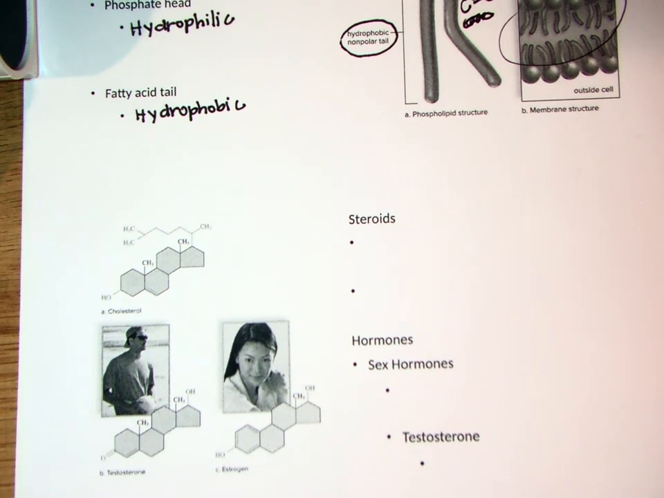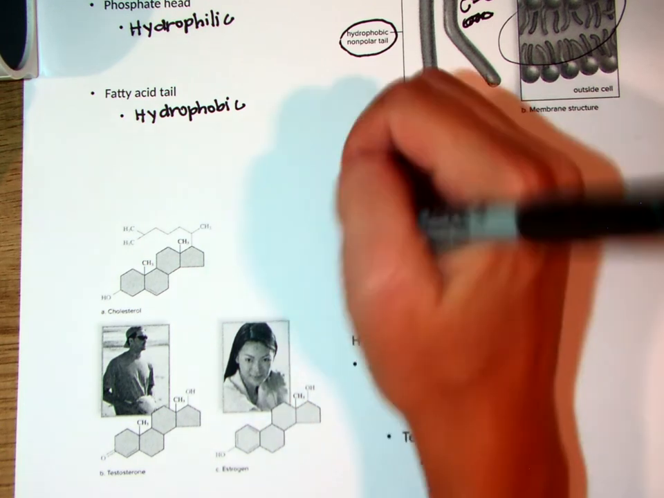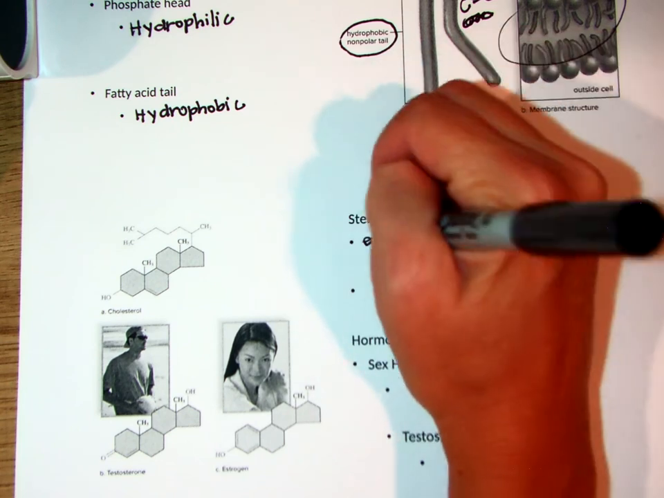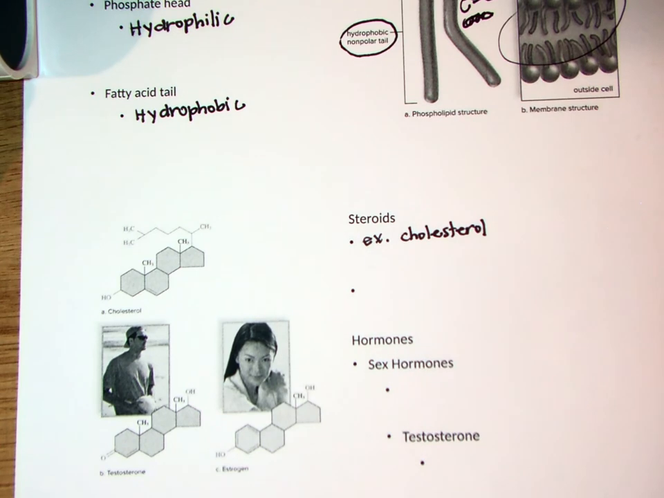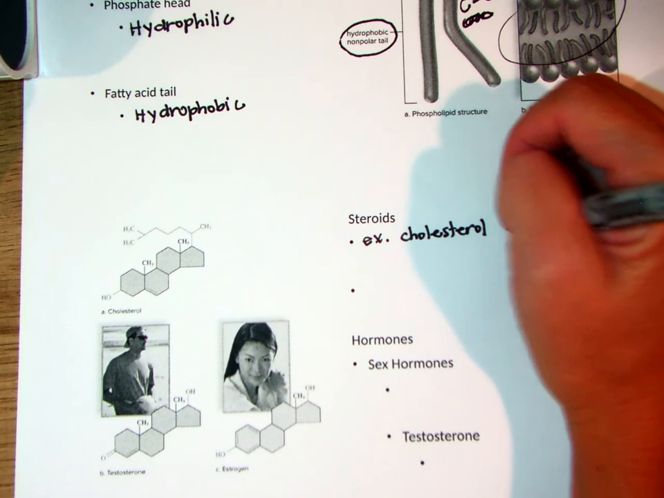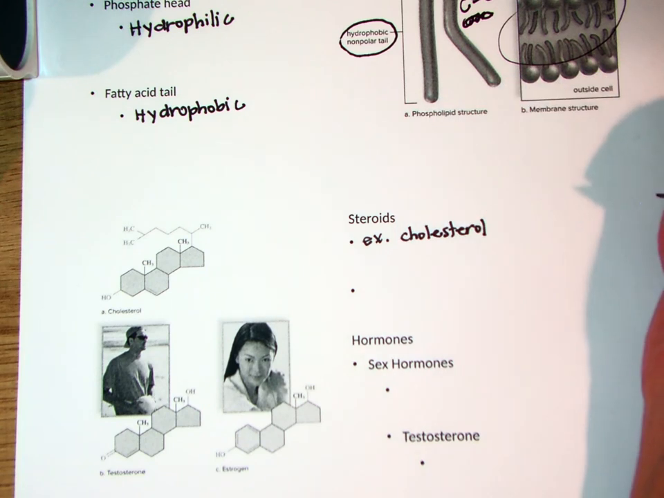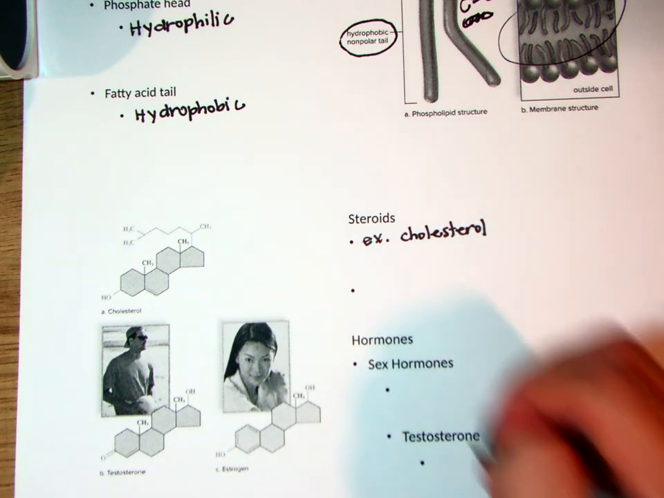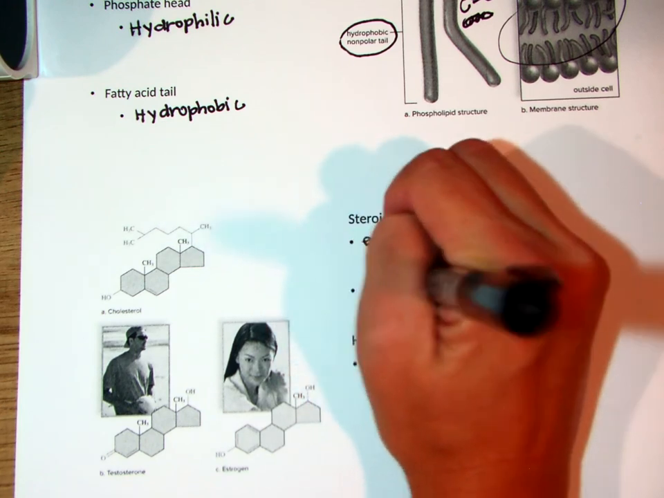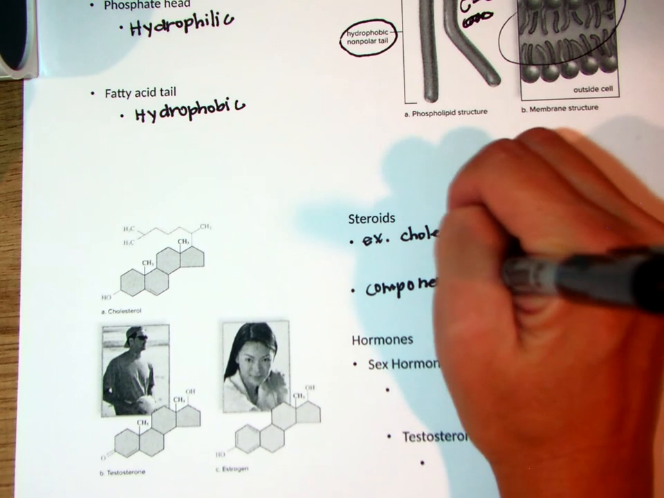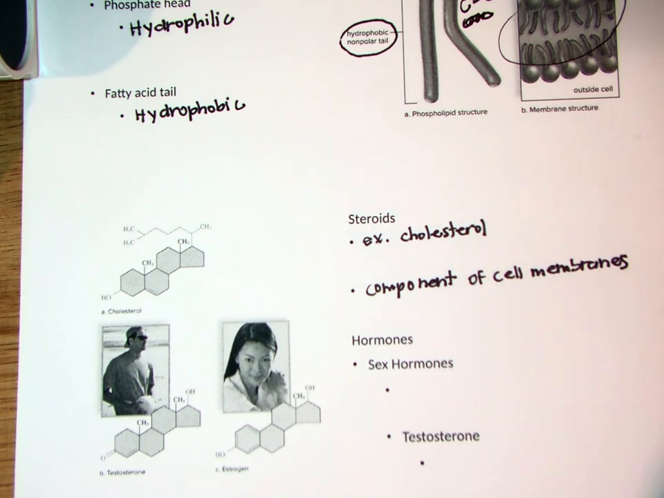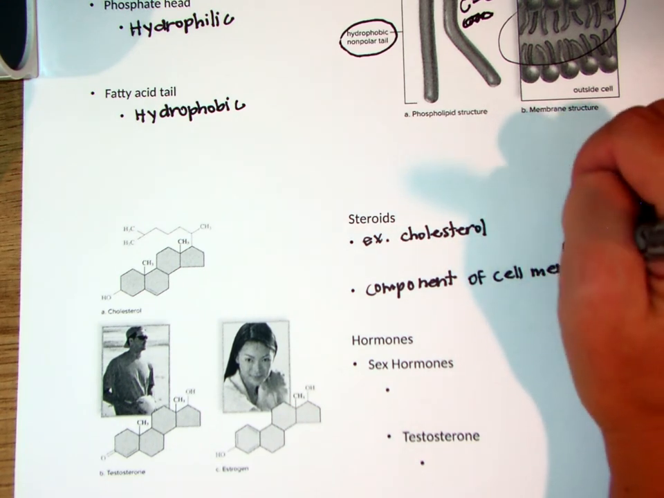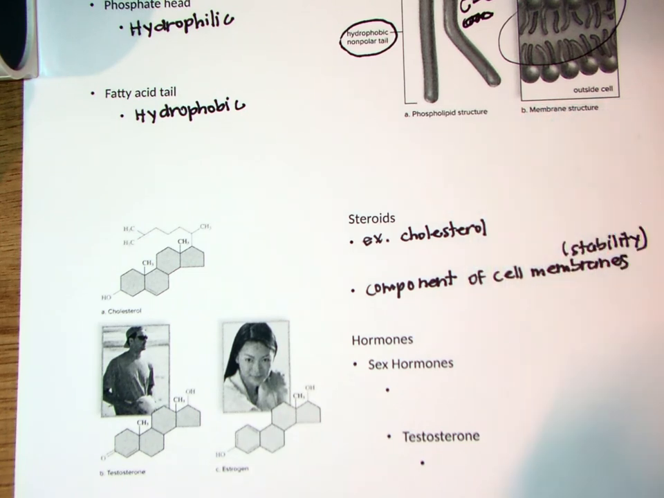Okay, our last one here is steroids. So an example of a steroid is cholesterol. And these are the, I don't know if building block is the right word, but they're like, maybe the base of these different hormones. It also is a component of cell membranes. And what it does is it provides stability in the cell membranes.